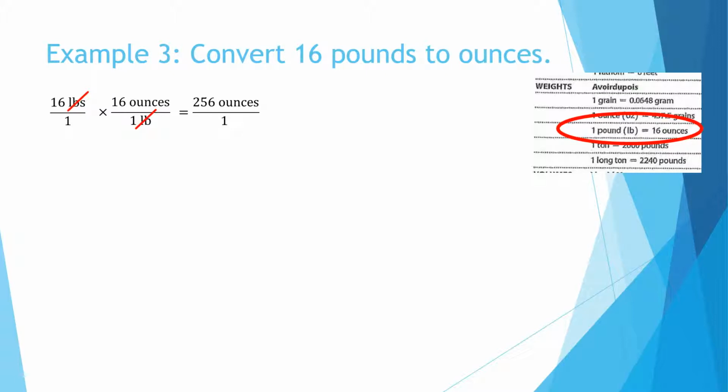Multiplying across the top, 16 times 16 is 256 ounces. And 1 times 1 is 1. So 256 divided by 1 is the same thing as 256 ounces. So 16 pounds is the same thing as 256 ounces.